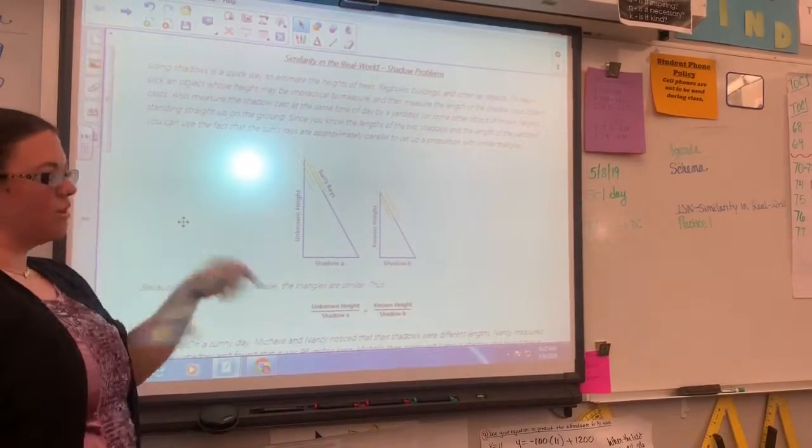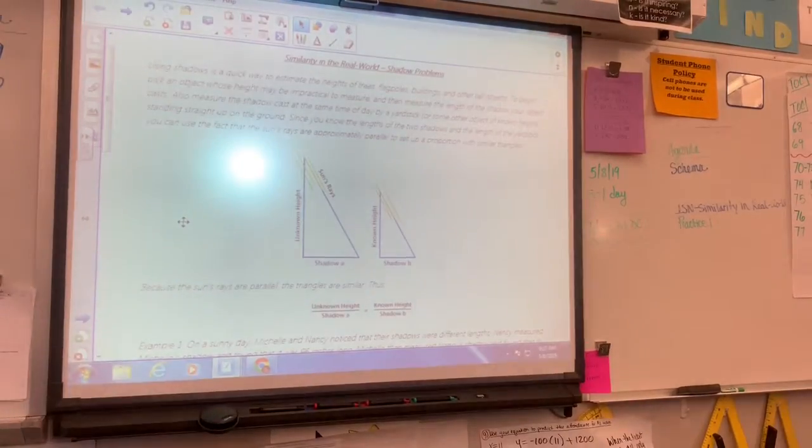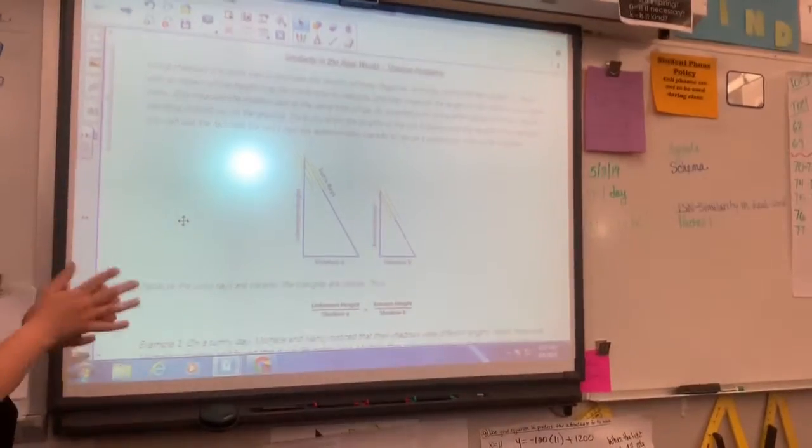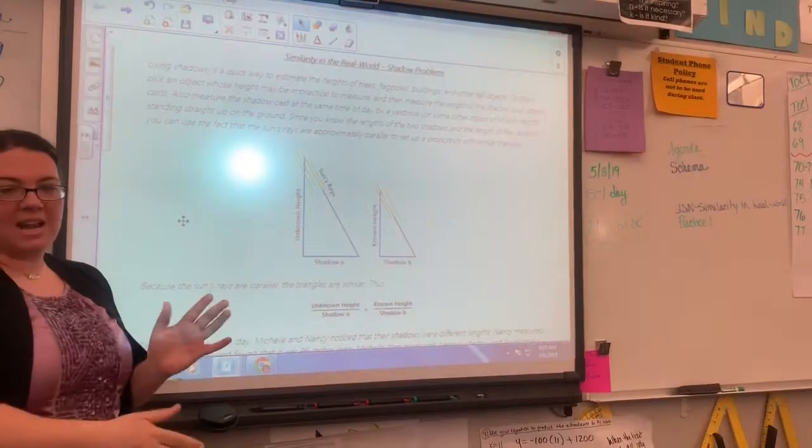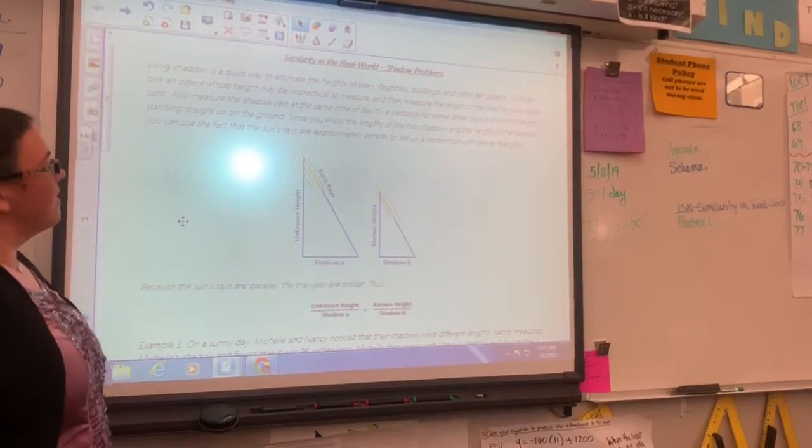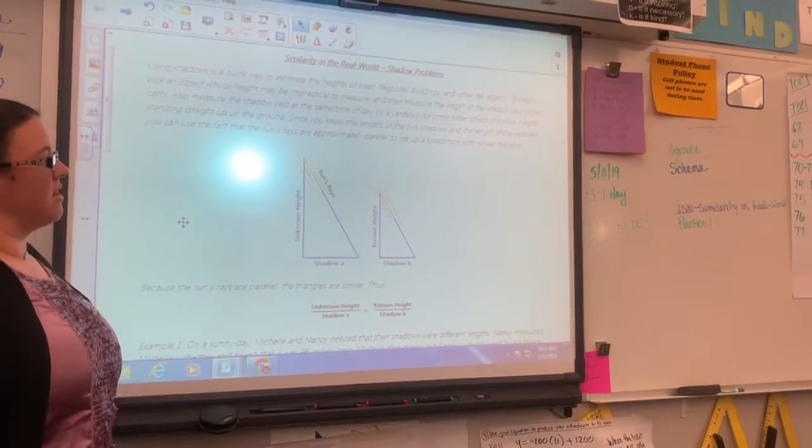About similarity in the real world. We're going to do some shadow problems. Using shadows is a quick way to estimate the heights of trees, flagpoles, buildings, and other tall objects.